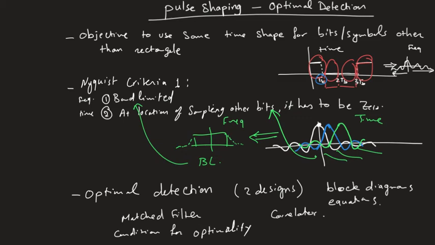Given one of them, you should be able to draw the equivalent, the other one, if required to do so. And also you have to mention why we sample at TB, why we do not sample at a greater or smaller value than TB, and that's also mentioned in some of your resources. So that's the second part that we talked about, which is pulse shaping and optimal detection.